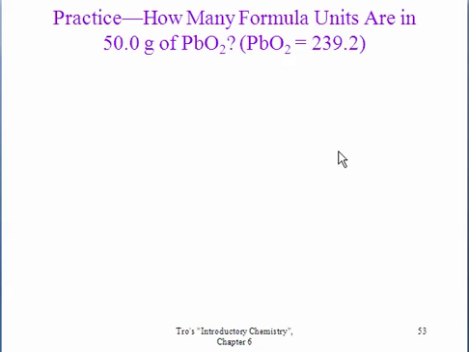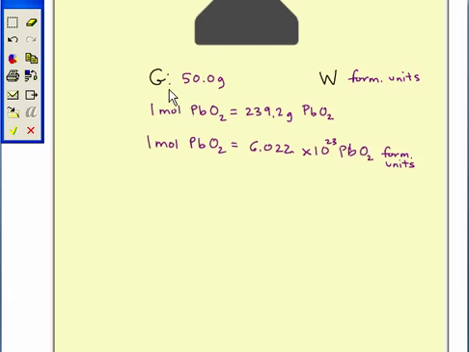So pause this lecture and see if you can work this out. And when you're done, restart it and we'll go over it. So let's see how you did. First, we want to write down what we're given. We're given 50 grams. We want the number of formula units.